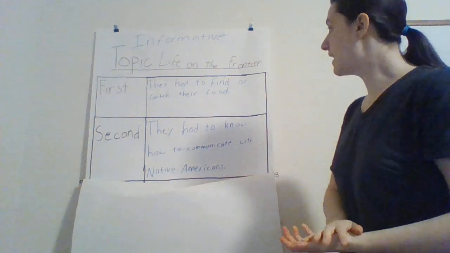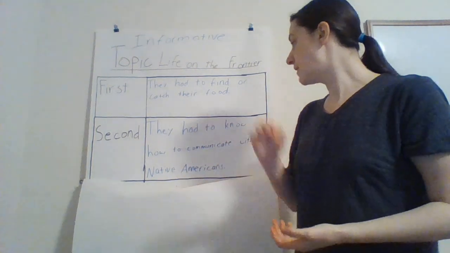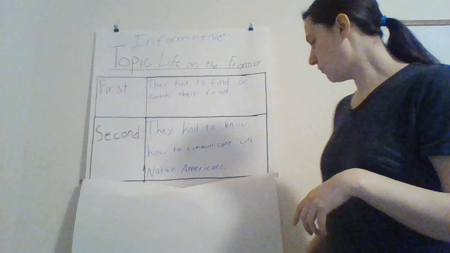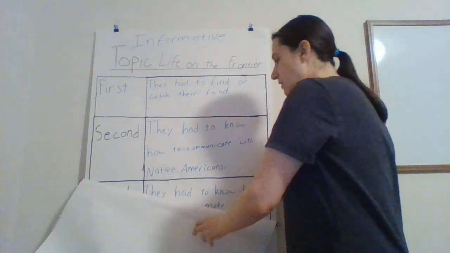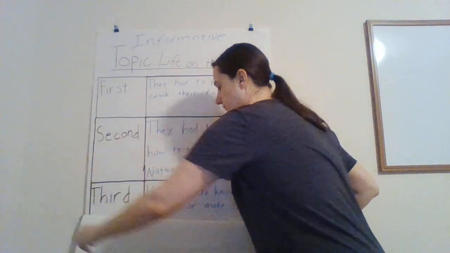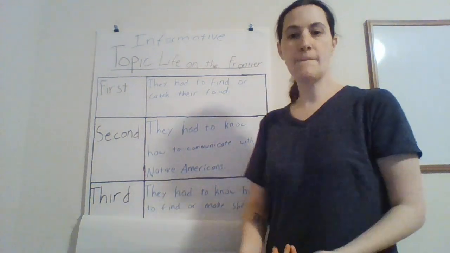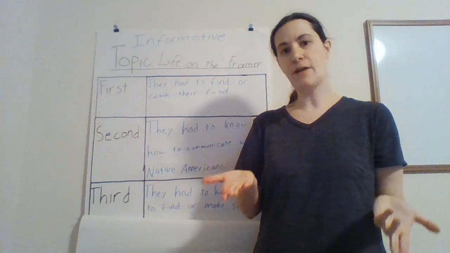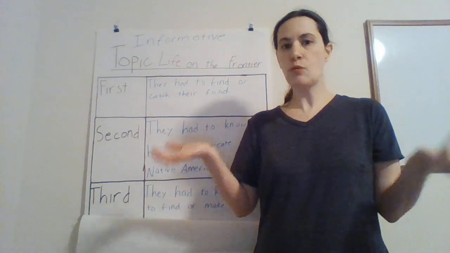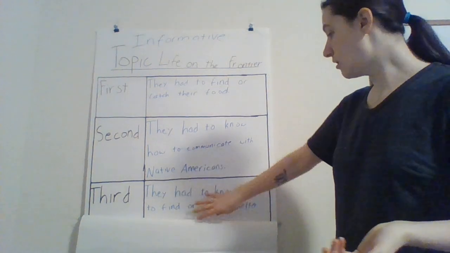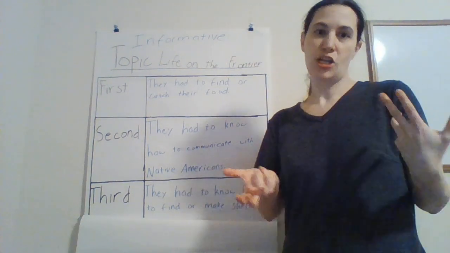So first they had to find or catch their own food. Second, they had to know how to communicate with Native Americans. Now, what was the last thing that they needed? Third, they had to know how to find or make shelter. Again, this is the wilderness. There's not an abundance of houses everywhere. So they have to know how to find or make shelter.